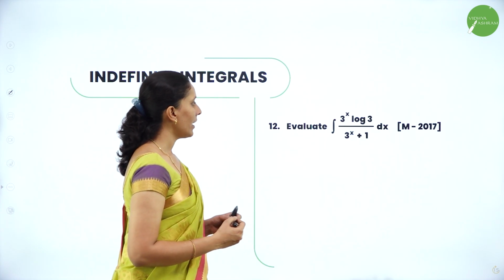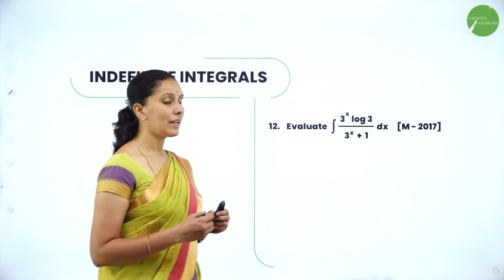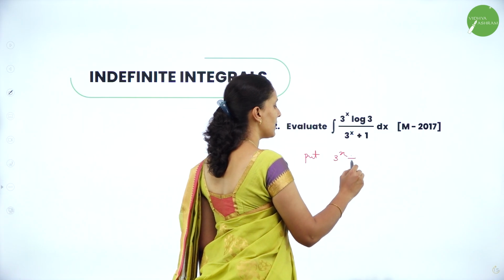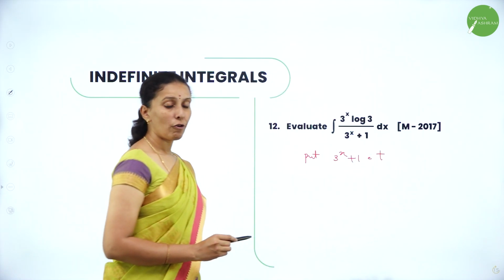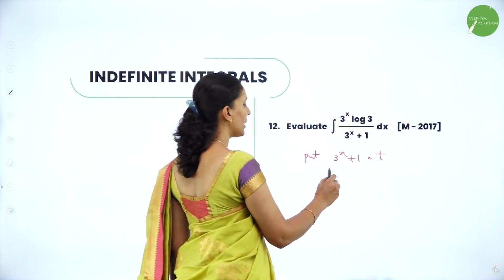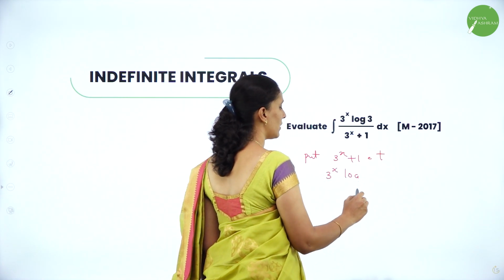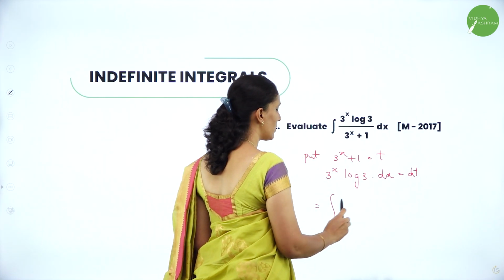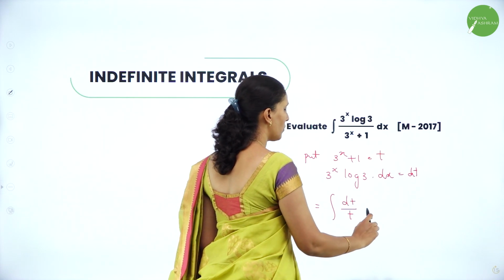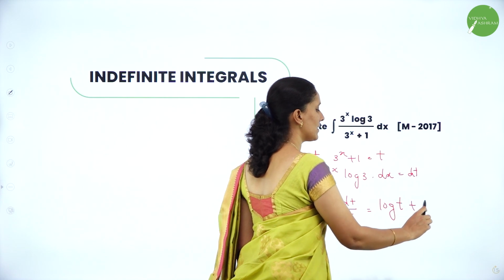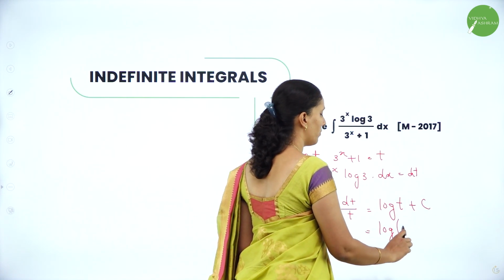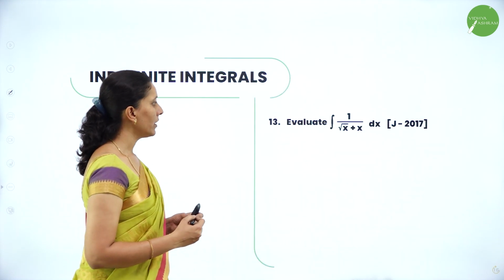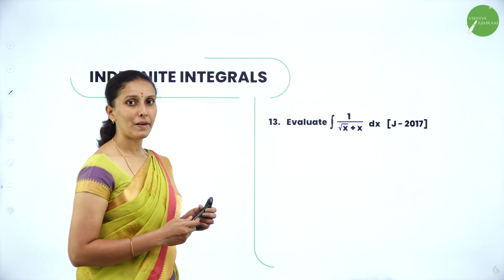Next we have evaluate integral of 3 power x log 3 divided by 3 power x plus 1 dx. Again here also put 3 power x plus 1 is equal to t. We know the derivative of a power x is a power x log a. So here 3 power x log 3 into dx is equal to dt. So completely we can change this in the form of dt by t, which is equal to log t plus c, or we can write this as log of 3 power x plus 1 plus c.